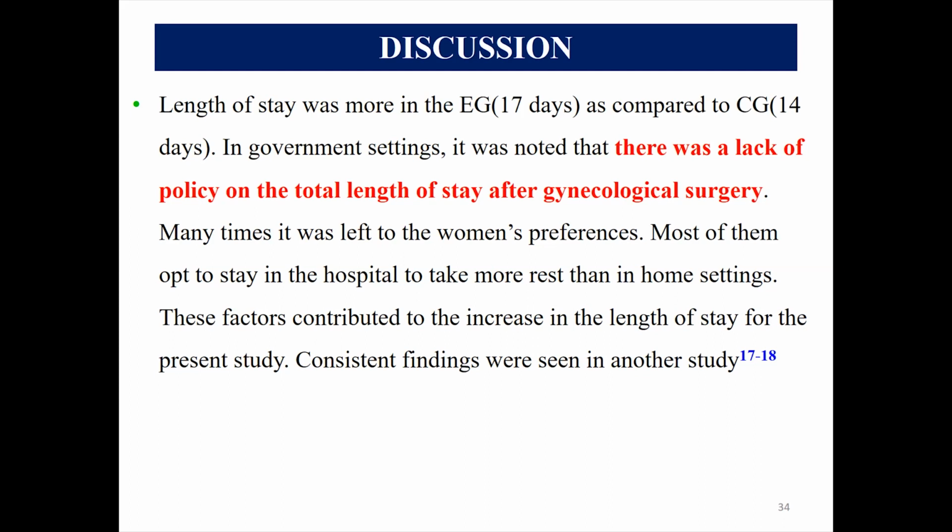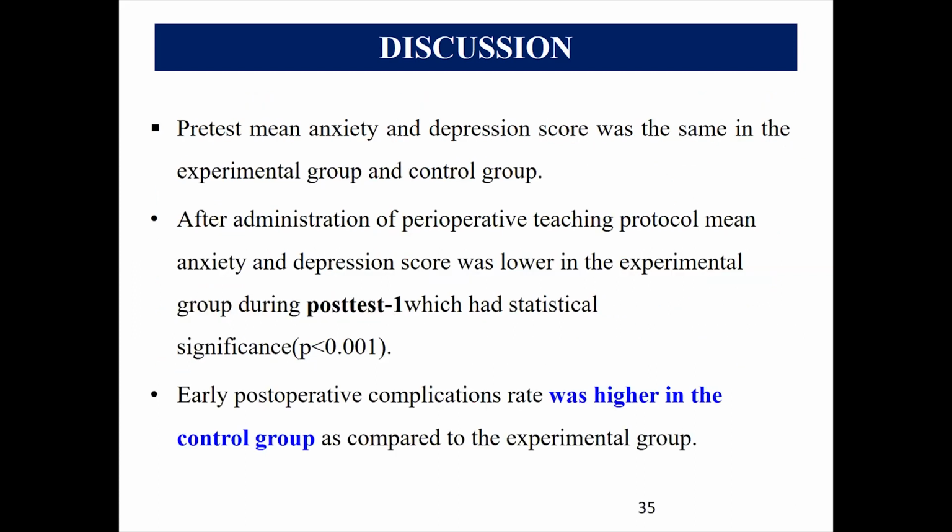So these factors contributed to the increase in the length of stay for the present study. Similar findings also were noted by other authors as well. The pre-test mean anxiety and depression score was the same in the experimental group and control group. But after administration of the perioperative teaching protocol, the mean anxiety and the mean depression score was lower in the experimental group during post-test 1, which had a statistical significance. And the early post-operative complications rate was higher in the control group as compared to the experimental group.